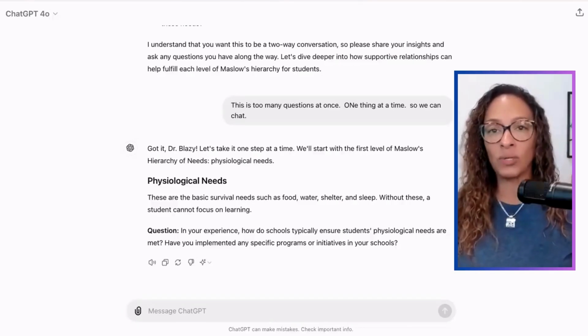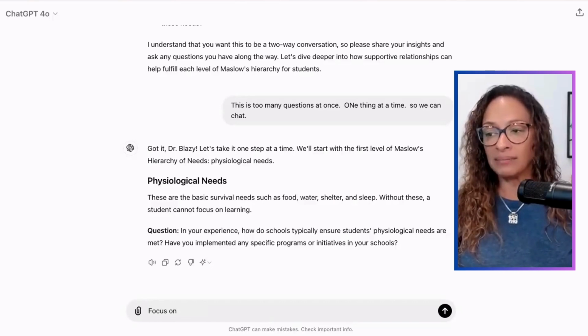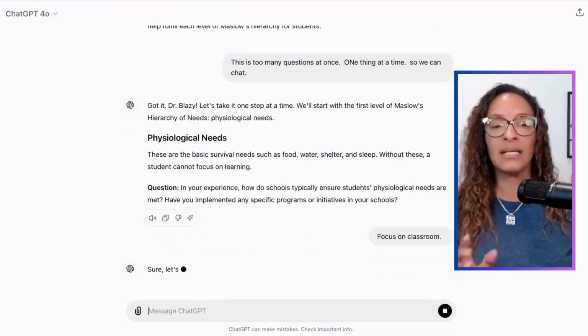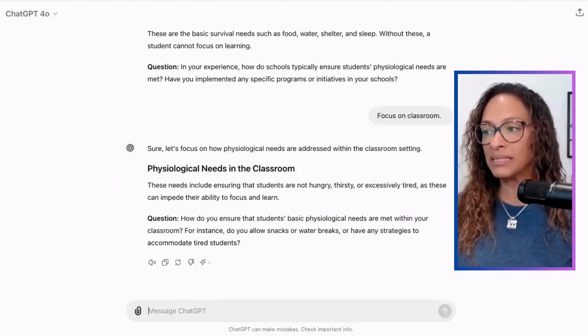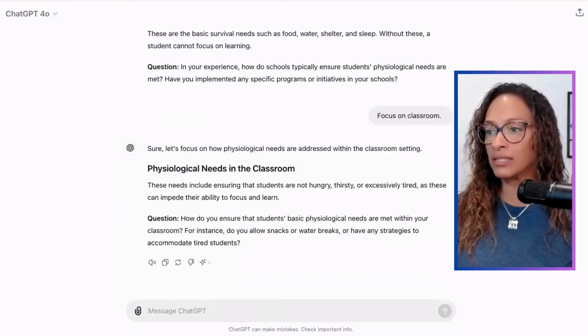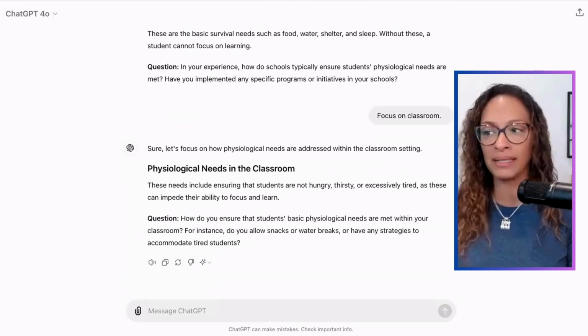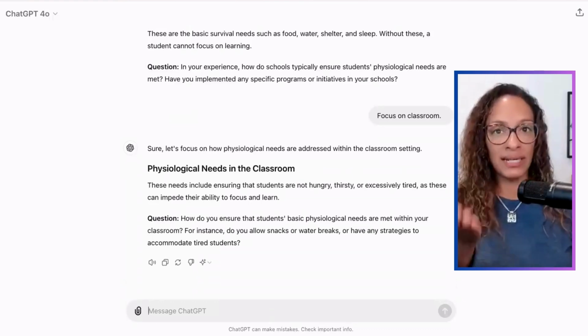I don't like this question because I want it to focus on the classroom. And so now let's do this. How do you ensure that students' basic psychological needs are met within your classroom? For instance, do you allow snacks or water breaks, or have any strategies to accommodate tired students? You as the teacher can answer that.